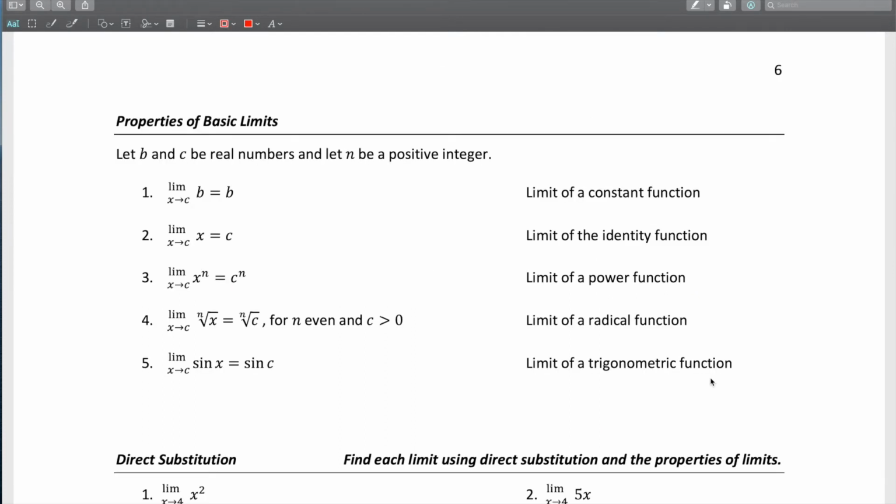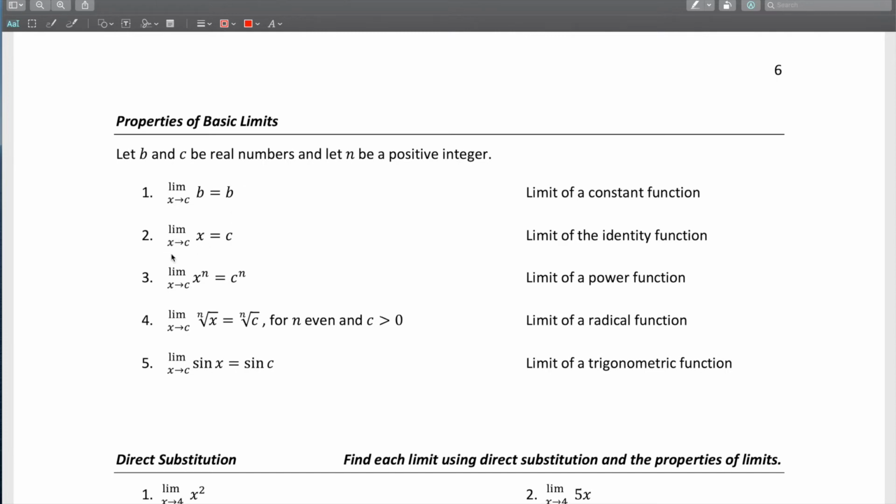All right, let's take a look at some of these basic properties of limits. Okay, so b and c are just real numbers, and n is some sort of positive integer, so positive and basically a whole number. The limit as x approaches some number of a constant equals that constant. So that's an easy property. Basically, if you have the limit of a number, it's going to equal that number.